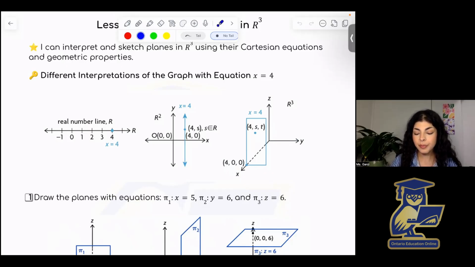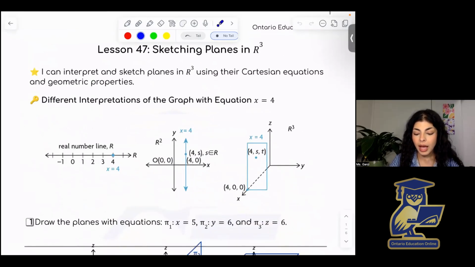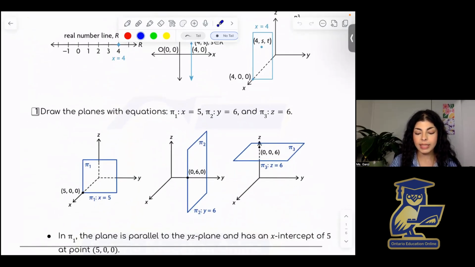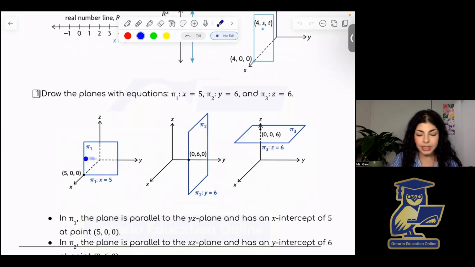So now in R cubed, because that's our goal, we're sketching planes in R cubed, I'm going to show you the case with x, y, and z when you just have a single equation, which is, for example, x is equal to 5, y equals 6, or z equals 6. So you have one variable in the Cartesian equation of your plane. In each of these cases, you will have that the plane is parallel to one of your main planes, which is either your xy, yz, or xz plane. So this is exactly as we just saw up here.